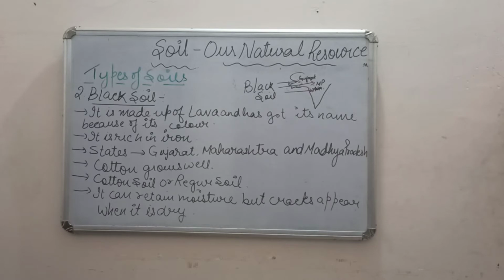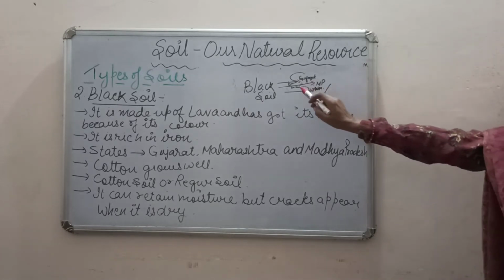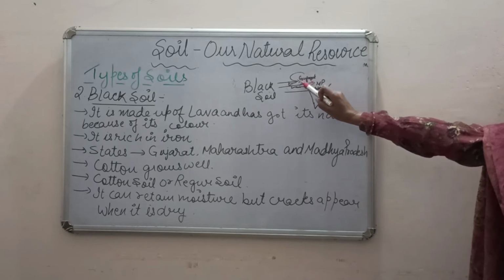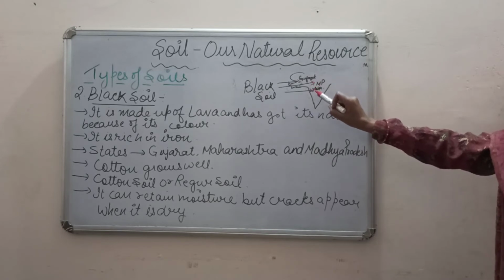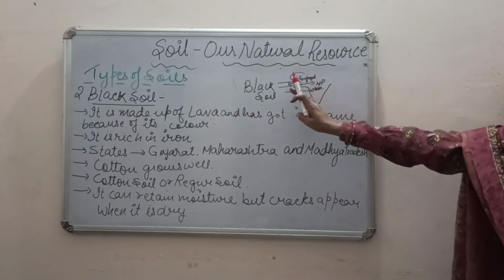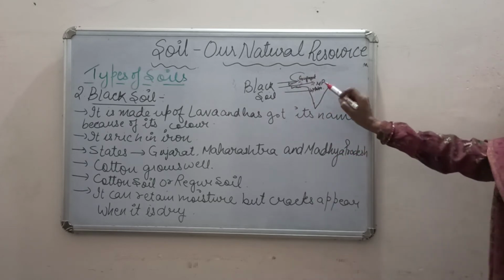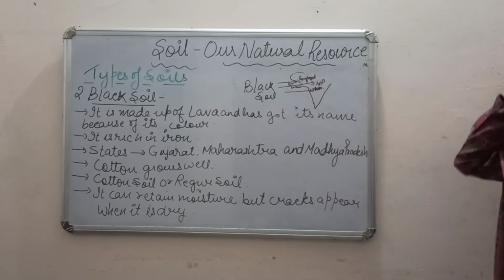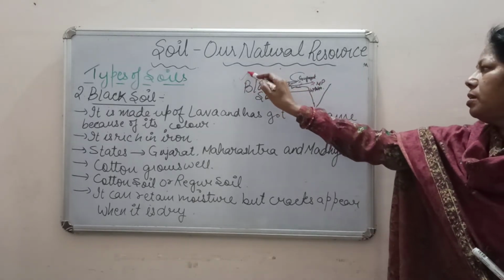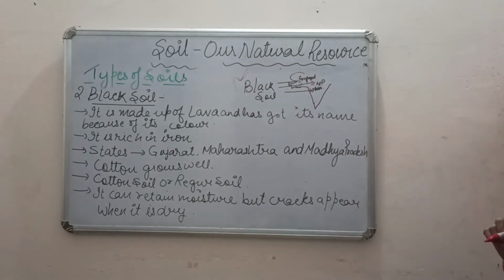Now the question arises, when it is made up of lava, in which states is it found? Let us look at the map. States like Gujarat, Madhya Pradesh and Maharashtra, the western part of India and central India, have the black soil over here. This is the area which is covering the black soil, children.